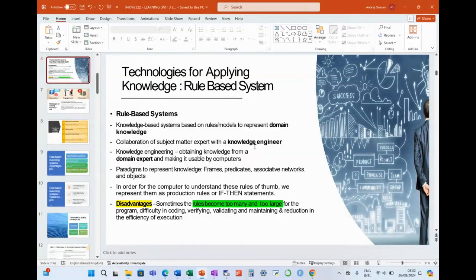Okay. Now, there's a disadvantage with this thing. Sometimes rules become too many and too large for the program. All right? There could be difficulty in coding, verifying, validating, maintaining, and reduction in efficiency of execution. Okay? So not everything can be dissected into yes or no, for instance. And then obviously, as has been highlighted, sometimes there might be too many rules and they might be too large. So that might cause problems for the program.